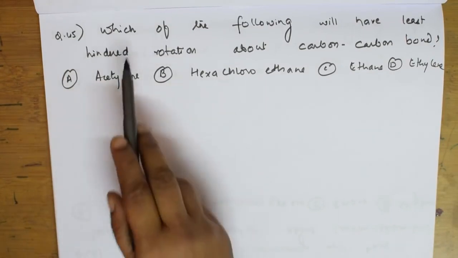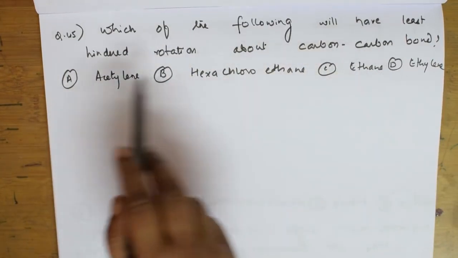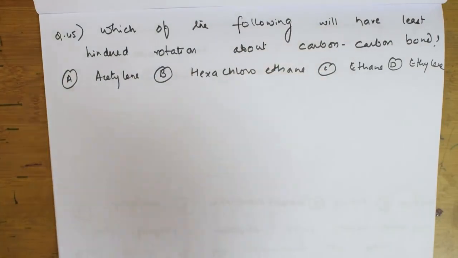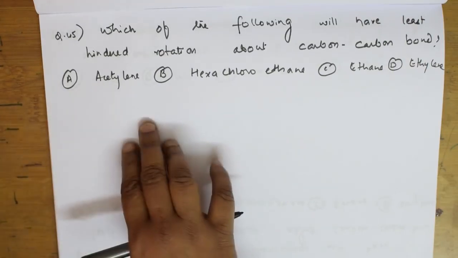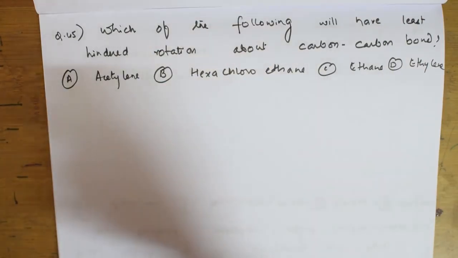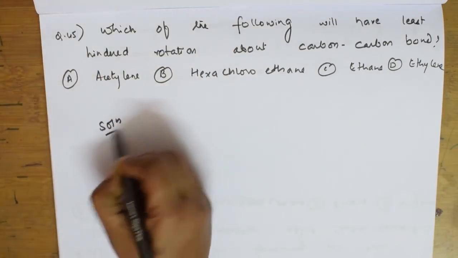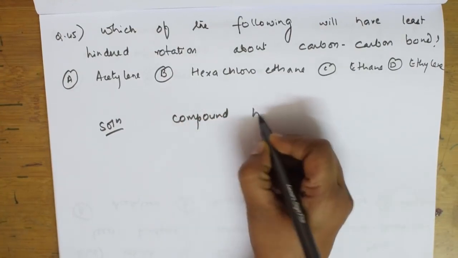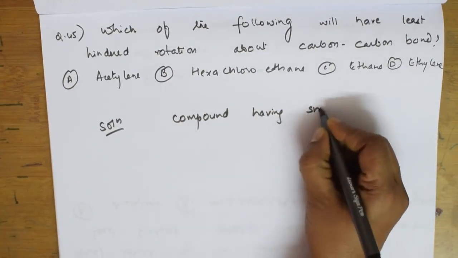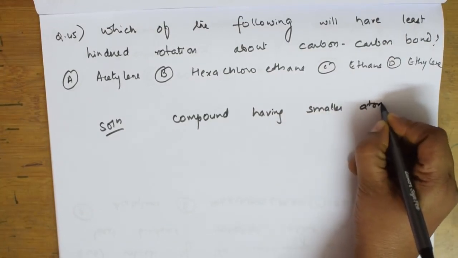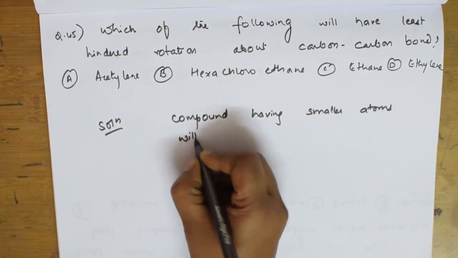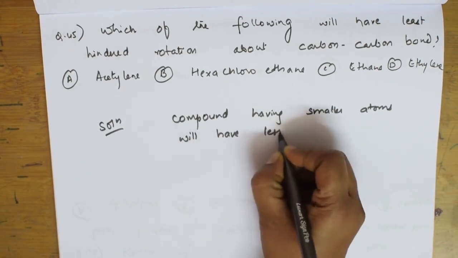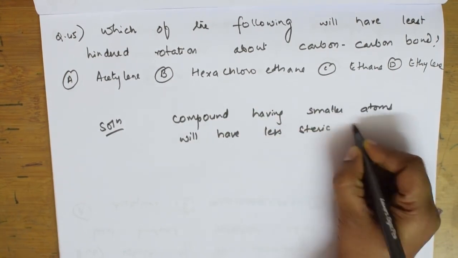Let us read this question. Which of the following will have least hindered rotation about carbon-carbon double bond? Basically, least hindered means which will have less strain, and whichever has smaller atoms will have less strain. That is understood, isn't it? Let us first write that: the compound having smaller atoms will have less strain or steric hindrance.